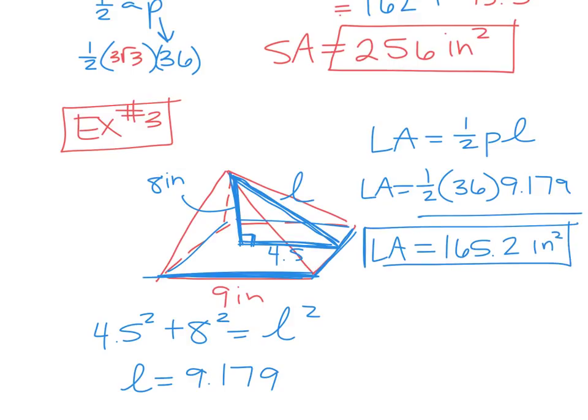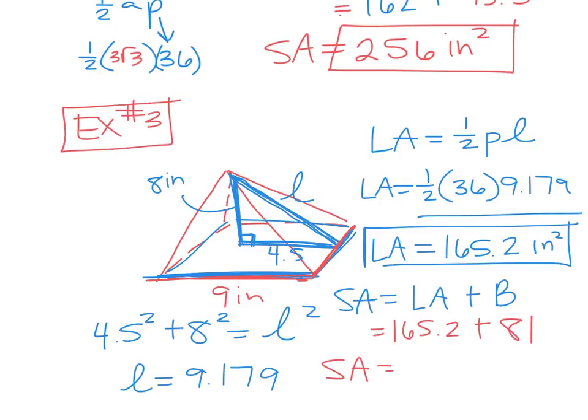Okay, then your last thing to find the surface area, now this one's quick. You do your lateral area plus the area of the base. So your lateral area is 165.2. We already found that. What's the area of your base? 81. 9 times 9. Base times height. So add that together. You get a surface area of 246.2 square inches.